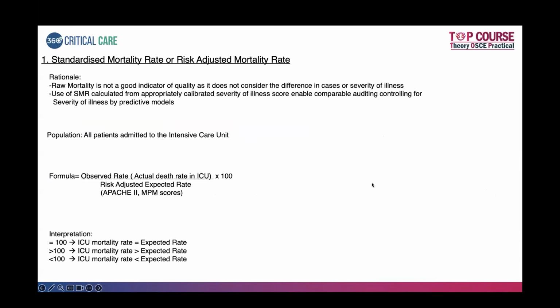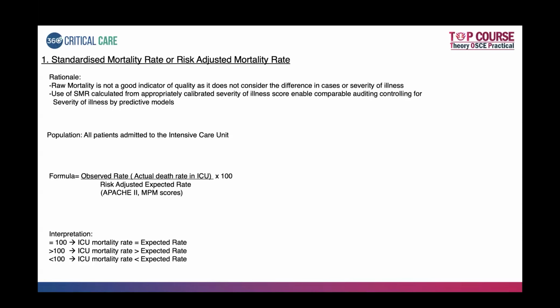So first coming to SMR, or risk adjusted mortality rate. The main rationale is that raw mortality is not a good indicator of quality as it does not consider the difference in cases or the severity of illness. That is an important point that needs to be kept in mind. Use of SMR calculated from appropriately calibrated severity of illness scores enables comparative auditing, controlling for the severity of illness by predictive models.